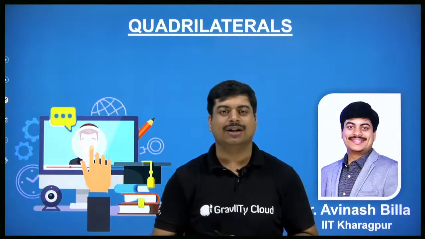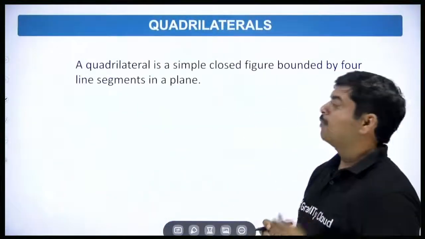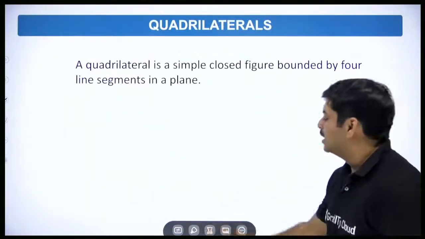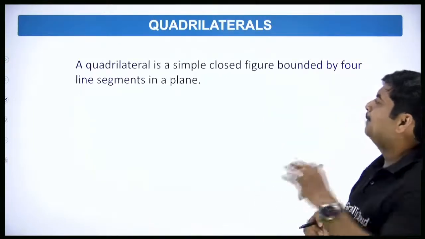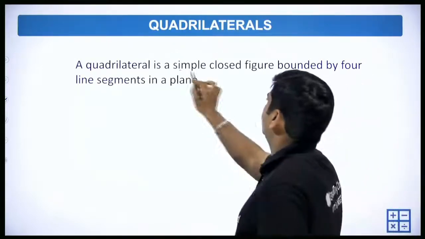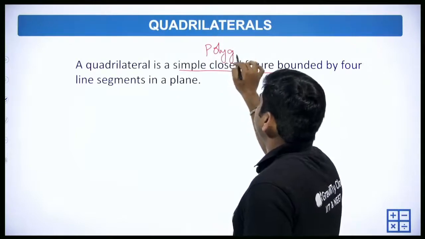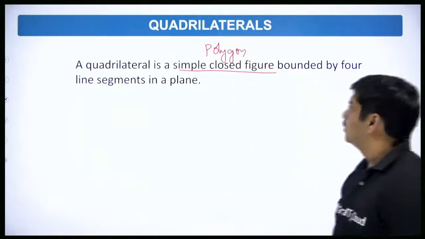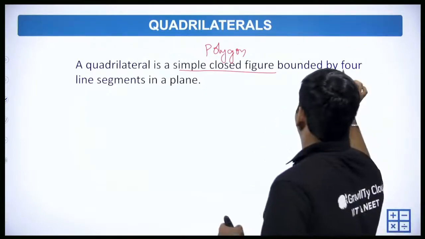Let's start today's session. First of all, let's see what a quadrilateral is, which type of shapes or figures we consider as a quadrilateral. A quadrilateral is a simple closed figure, simply a polygon. If you remember the definition of a polygon, a simple closed figure, a quadrilateral is bounded by four line segments in a plane. How many? Four line segments.